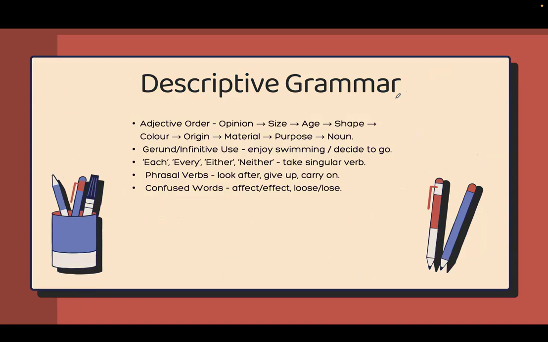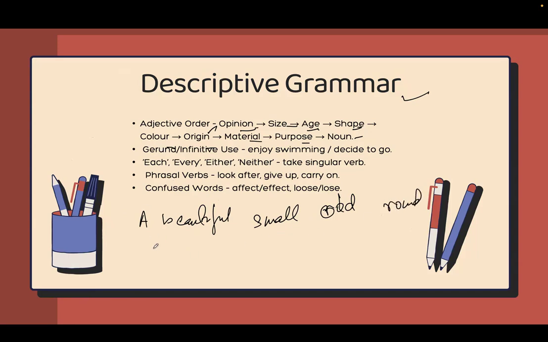Okay. The next we have is descriptive grammar. So in descriptive grammar, we have to make sure of the adjective order. English adjectives follow a specific order: opinion, size, age, shape, color, origin, material, purpose, and noun. This is how you have to write the adjectives. For example, I say a beautiful, small, old, round.